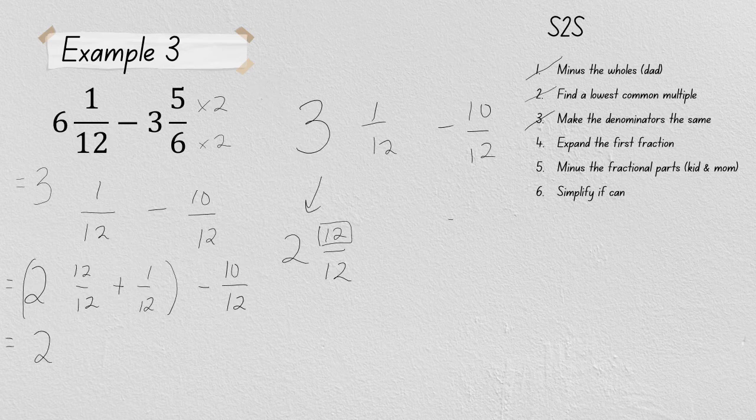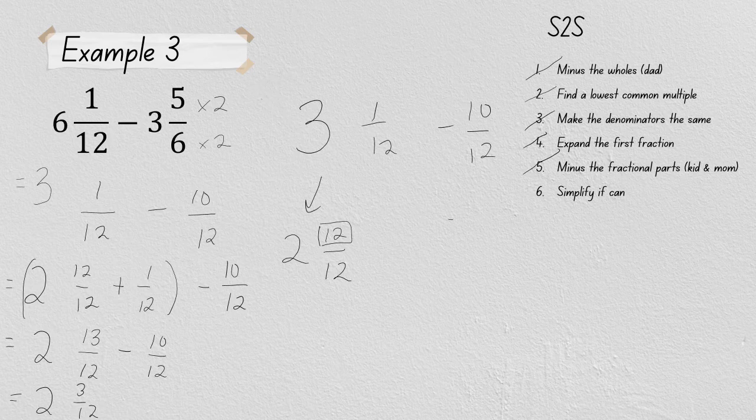So we have our 2 wholes, 12 plus 1 is 13 out of 12 minus 10 out of 12. So we have 13 minus 10 is 3. So the answer is 2 wholes, 3 out of 12. So that is step 5, and we have done step 4.